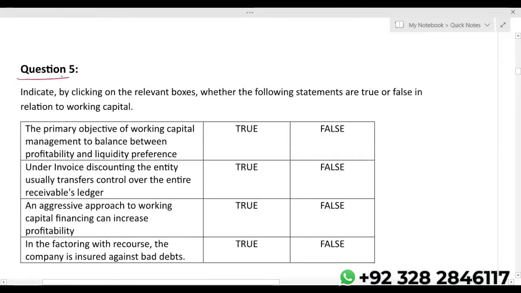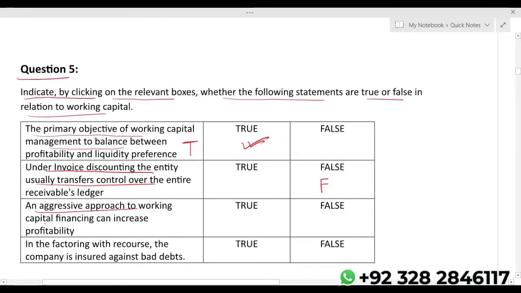Question number 5. Indicate by clicking on the relevant boxes whether the following statements are true or false in relation to working capital. The primary objective of working capital management is to balance profitability and liquidity. That is true, very true. In working capital, we try to maintain a balance between profitability and liquidity. Under invoice discounting, the entity usually transfers control over the entire receivable ledger. That is false. That happens in factoring. It does not happen in invoice discounting.